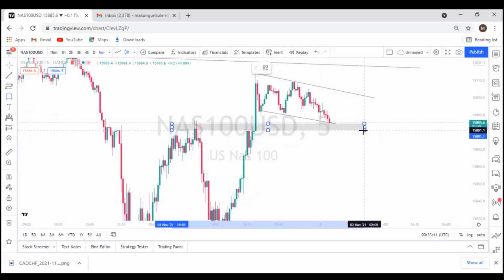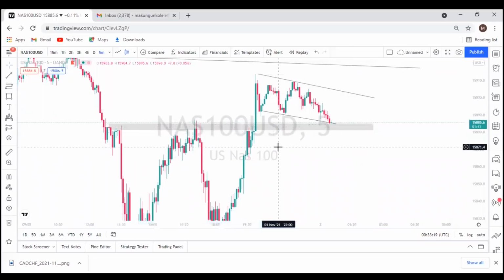So we had this, there's this zone here which I think is significant because we had these 2 rejections here. The price went through this zone and rejected on it twice.